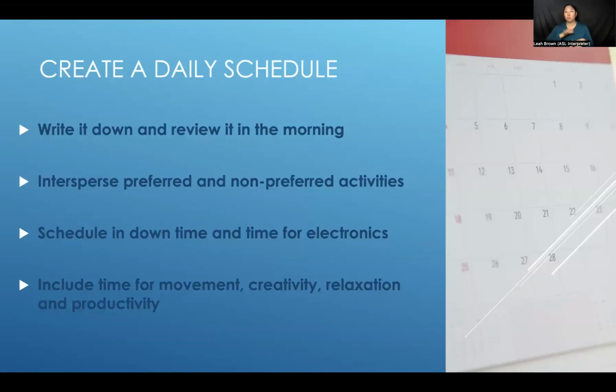Creating a daily schedule, as I mentioned, is really important for our kiddos. Writing it down and reviewing it with them in the mornings helps prime them for their day. Intersperse preferred and non-preferred activities. If we're constantly giving non-preferred activities, that's also going to elicit behaviors. So make sure that we're filling their cup up with preferred activities as well as non-preferred activities. Schedule in downtime and time for electronics, as Natalie discussed, and include time for movement, creativity, relaxation, and productivity. As you have mentioned, boredom is very common for our kids when they're not in school. So making sure that we're stimulating their minds and keeping them occupied with different activities also helps with that.